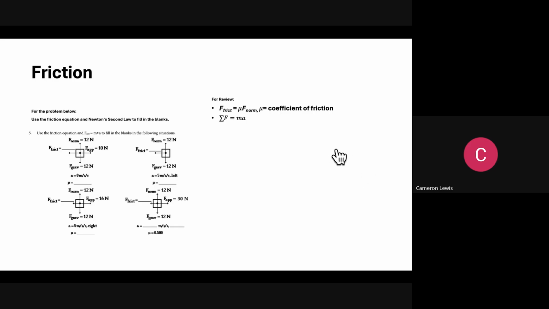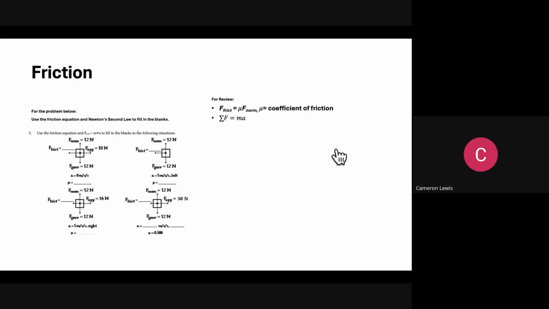All right, let's take our time with the last one real quick. We are trying to find the frictional force and the acceleration. We know that mu is equal to 0.5, so friction is equal to mu times the normal force. Can we figure out how much friction is? Yes, because we have mu and the normal force. So mu times the normal force is how much?